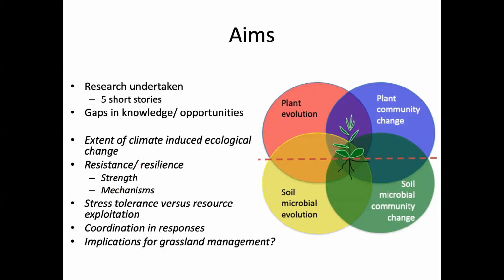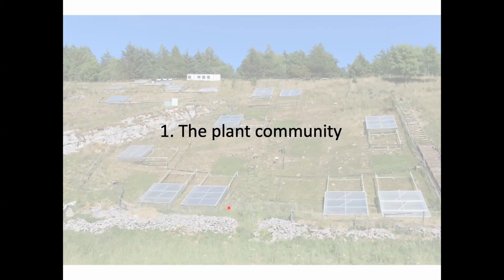I'll comment where appropriate on the strategies that underpin this. So where are species responding through stress tolerance? Where might they be responding through adaptation to resource exploitation? And I'll also talk a little bit about the coordination of responses between plants and soil and implications for grassland management. So first of all, story one, the plant community.